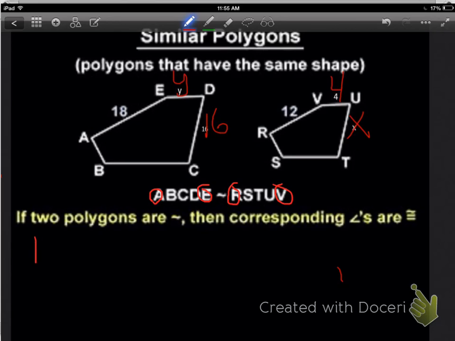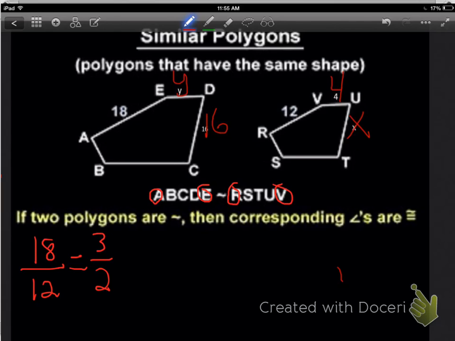So their ratio, which is 18/12, reduces to 3/2. That 3/2 is called the scale factor. And what we know is that all ratios of corresponding sides must equal that scale factor.